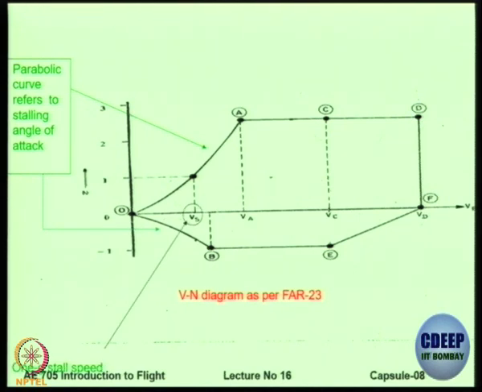So VS is a numerical value of the stalling speed, but the point which is shown is at nz equal to 1. So that point corresponds to level flight stalling speed.